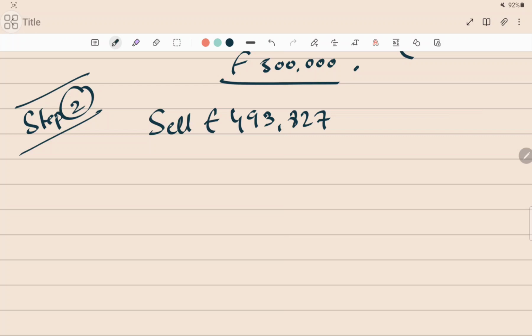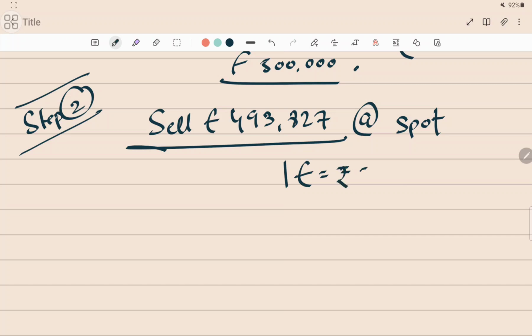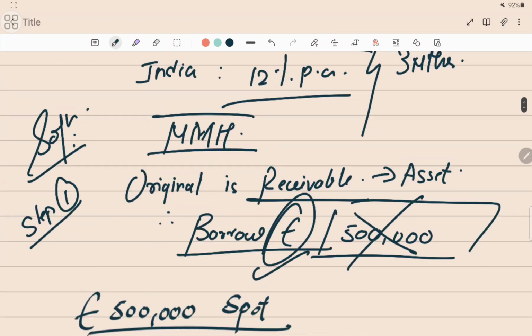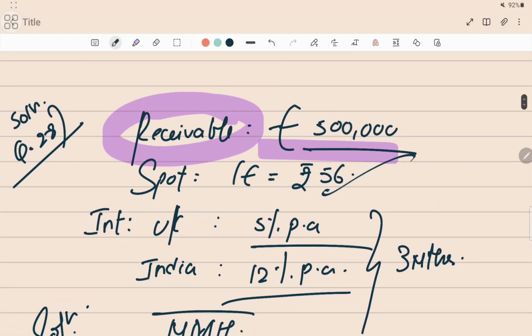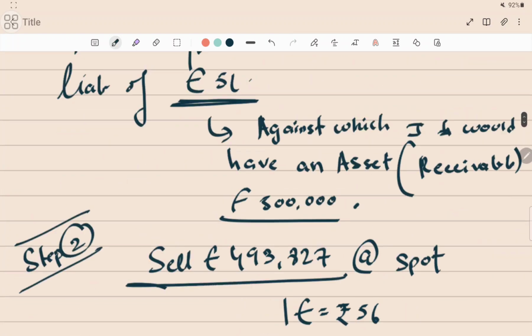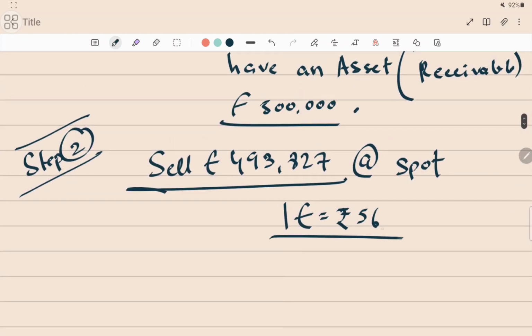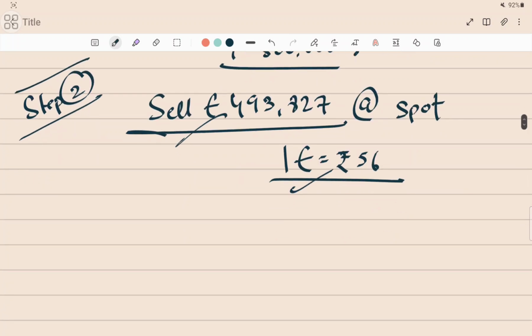Step 2 is sell 493,827 pounds at spot. The spot rate, if I'm not wrong, is 1 pound equal to rupee 56. Now this is a pound quote. Pound is the standard currency, a foreign currency here, and my exposure is also pound. So should I multiply or divide? I have to multiply in order for the common currency, which is pound in this case, to cancel out.